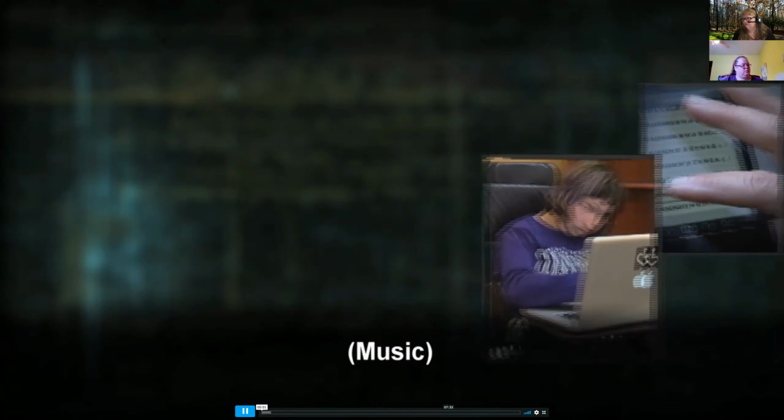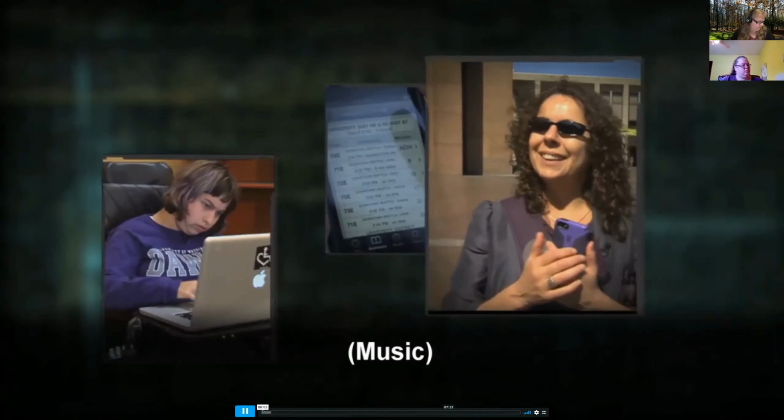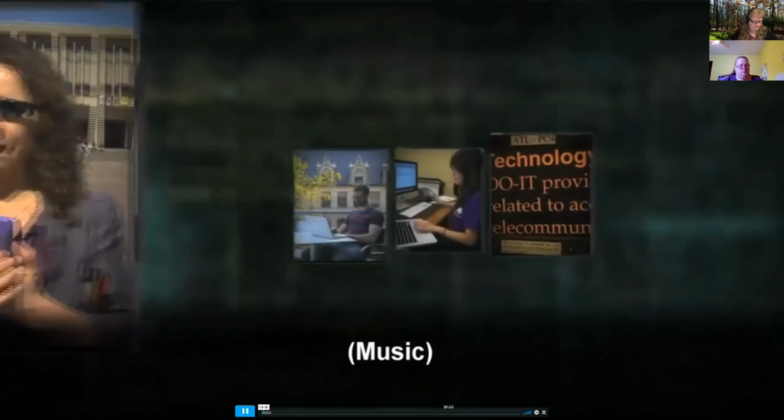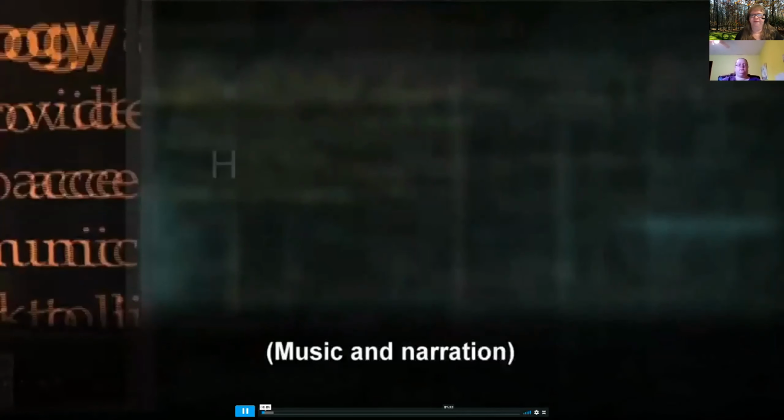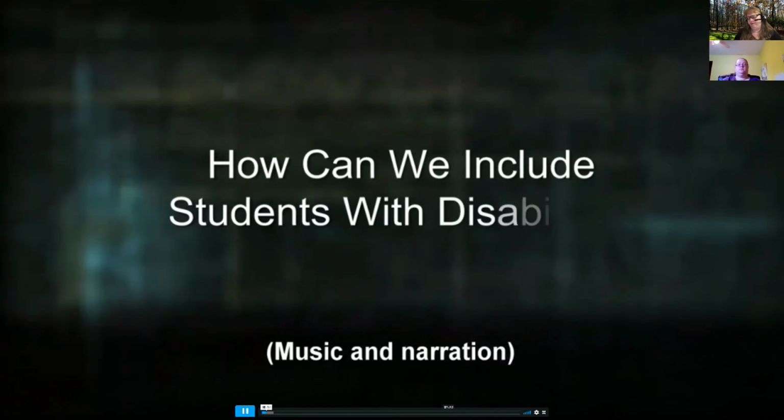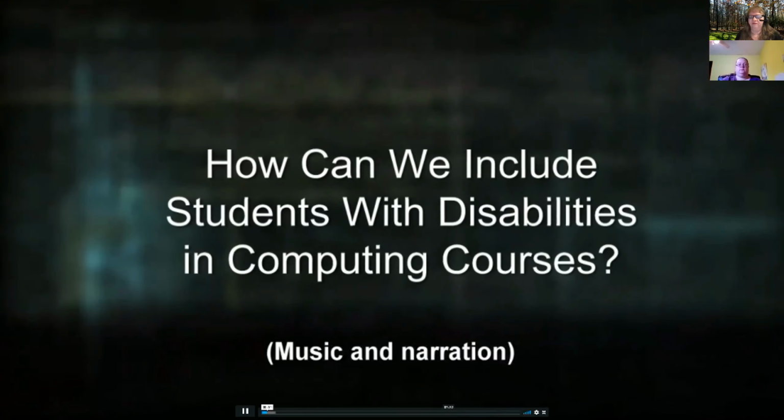How can we include students with disabilities in computing courses?